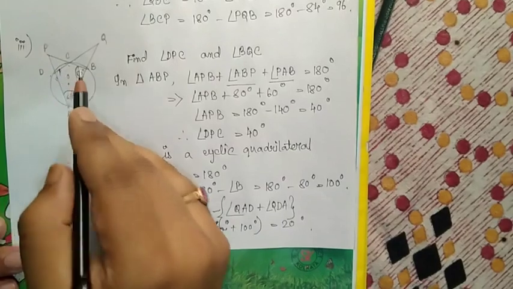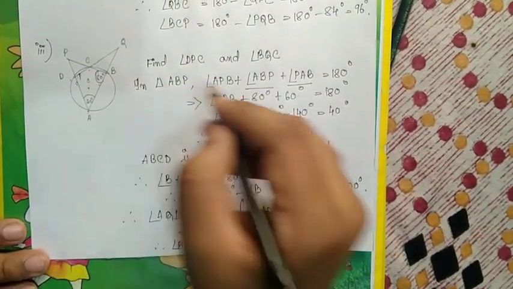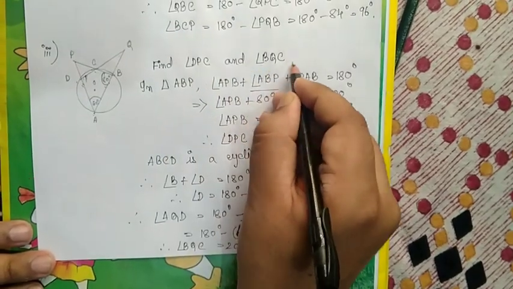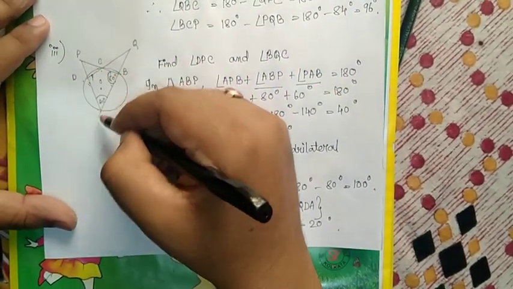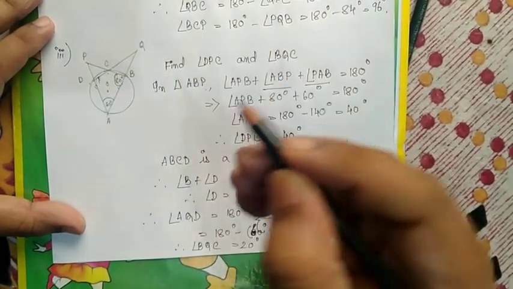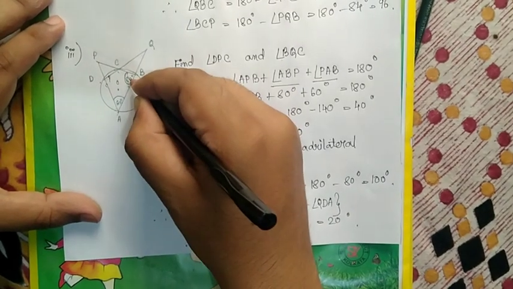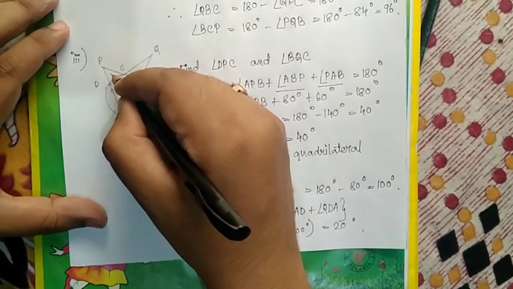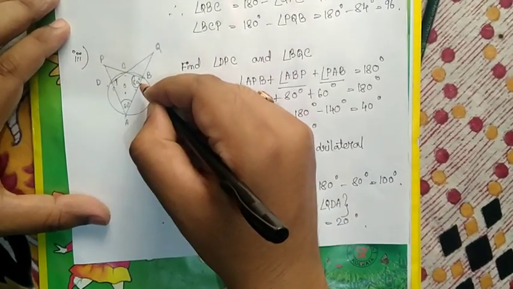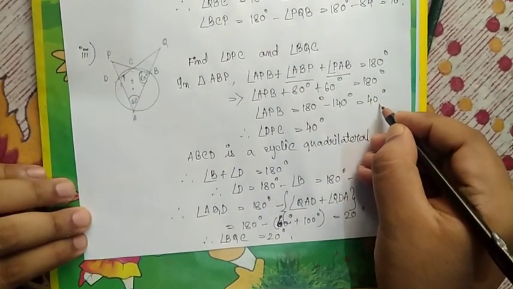This is sum number 3. Here these two angles are given and find angle DPC and BQC. Now this is a triangle. Write down three angles. Sum of these three angles are 180 degree. These two angles are 60 degree and 80 degree. So the remaining angle should be 180 degree minus 60 degree minus 80 degree. And therefore the angle should be 40 degree.